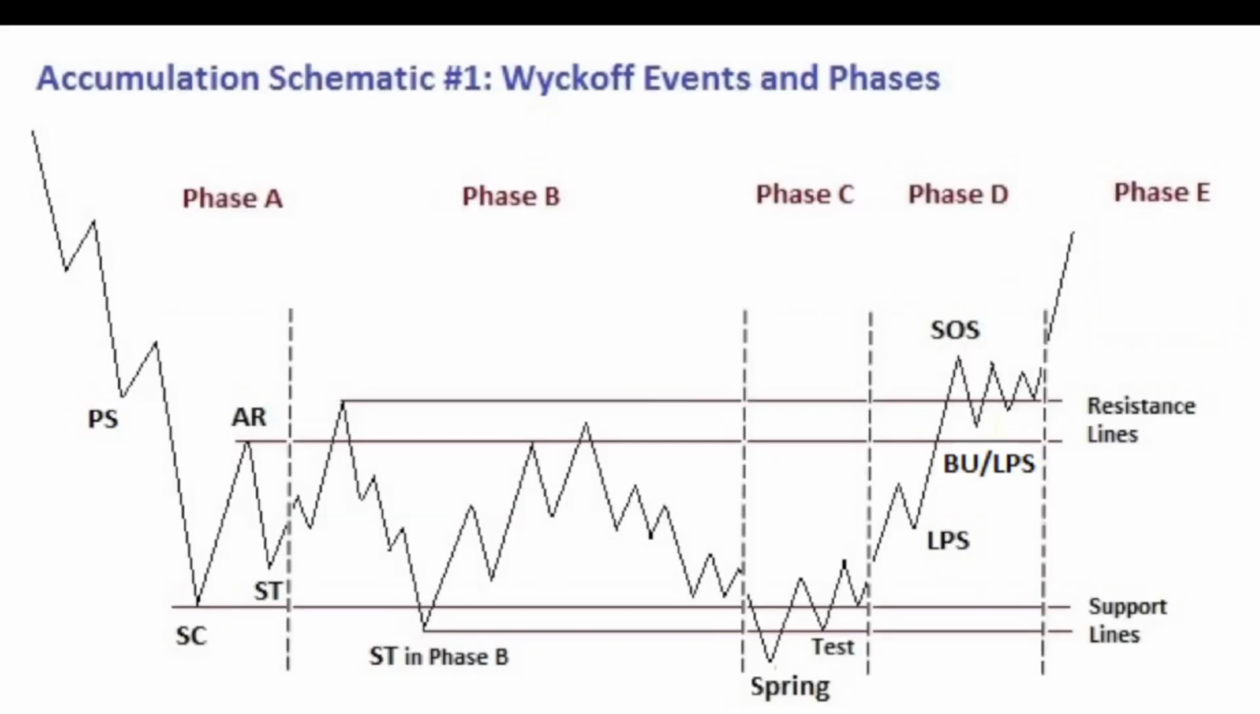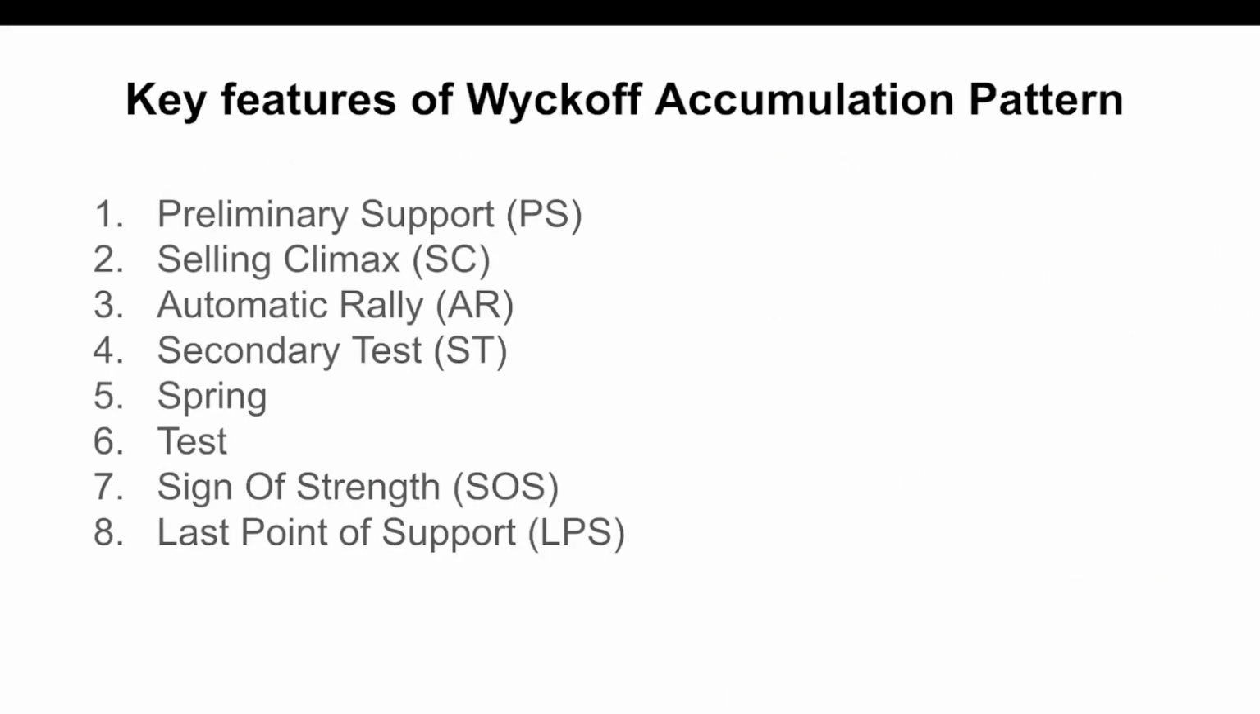So in this video, we'll be covering the 8 key features of a Wyckoff Accumulation Pattern. The Wyckoff Accumulation Pattern shows how markets transition from a downtrend to an uptrend. It's made out of 8 key stages, from heavy selling pressure to the first signs of strength. Let's walk through each stage and learn how to identify it on the chart. The first key feature is the preliminary support, the second is selling climax, third automatic rally, the fourth secondary test, fifth spring, test, sign of strength, followed by the last one, which is the last point of support.